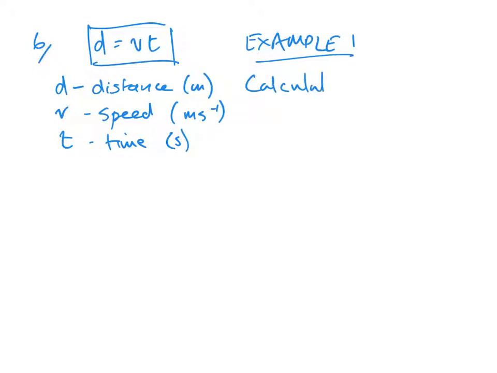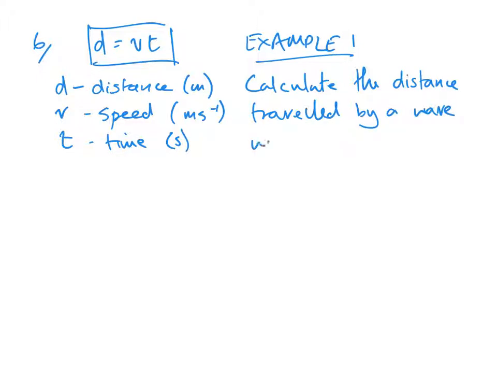Okay, so calculate the distance travelled by a wave with speed 6 meters per second in 5 seconds. I'm keeping it nice and simple to start with.